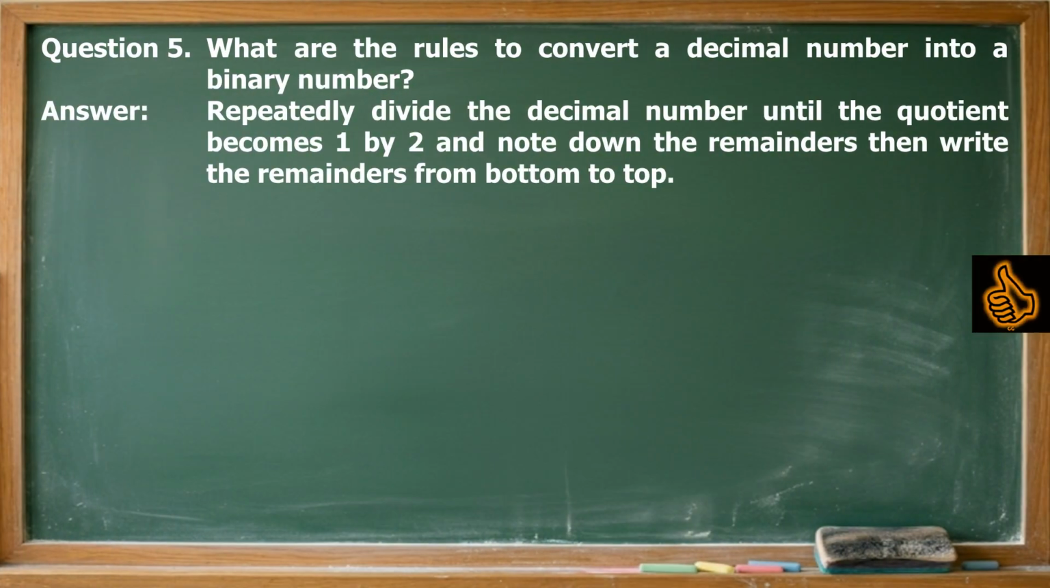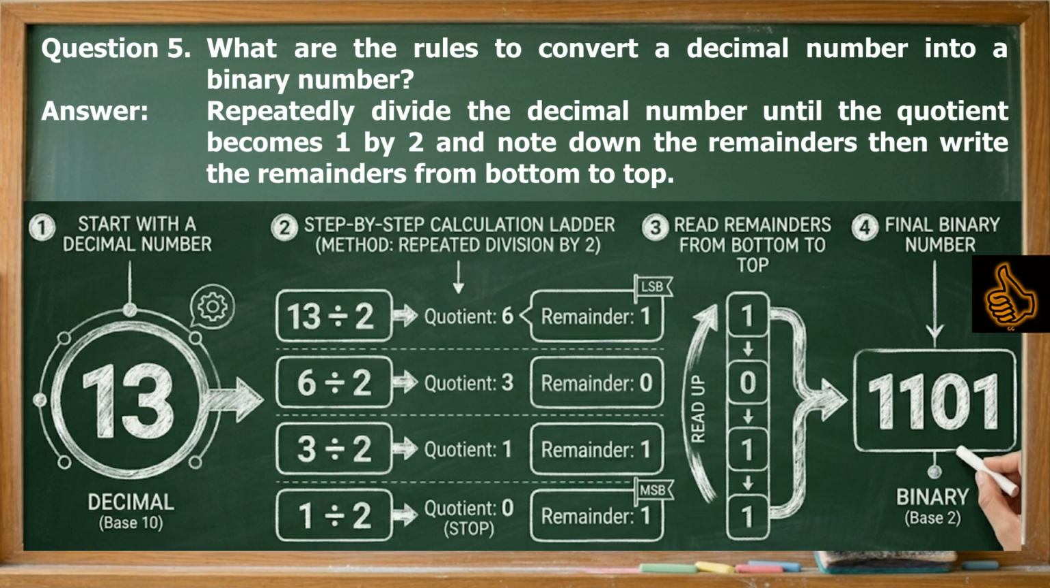Question 5. What are the rules to convert a decimal number into a binary number? Answer. Repeatedly divide the decimal number by 2 until the quotient becomes 1, and note down the remainders, then write the remainders from bottom to top.